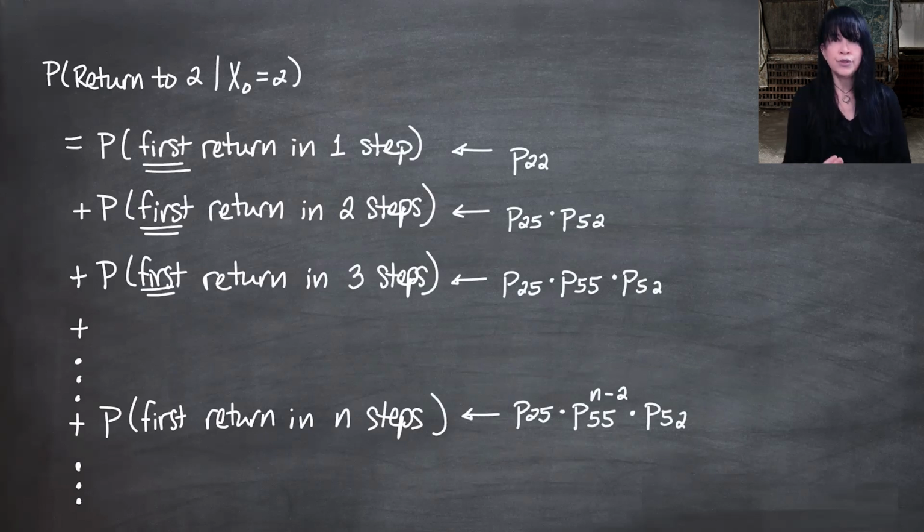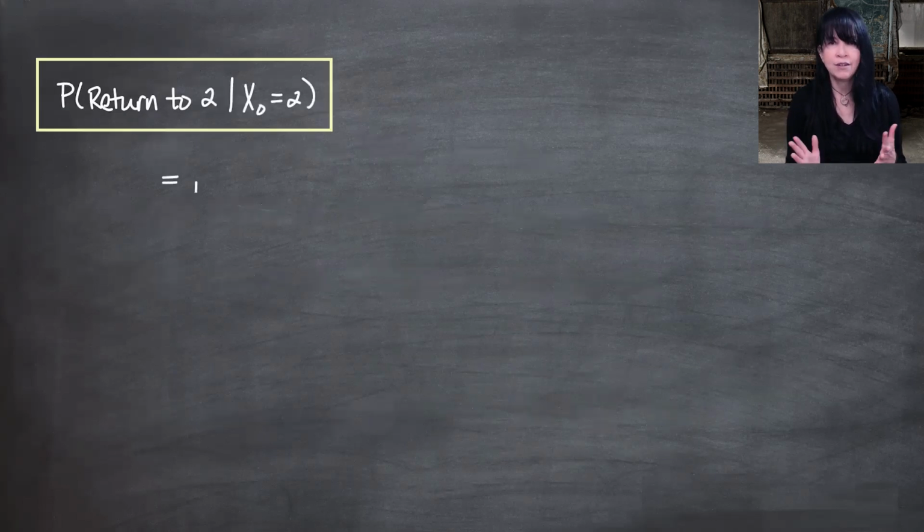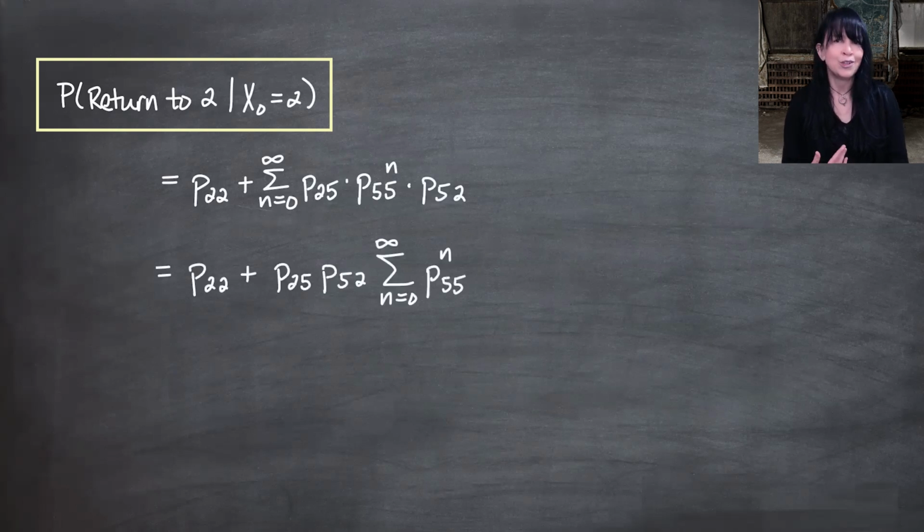So what we want to do to compute this probability is add all of these up. And so let me just write this out with some notation. This looks like this. The first line I had in the previous slide sort of didn't fit into the pattern, but after that we have all values like this. And I could pull out the P25 and the P52, and I'm left with a geometric sum. This n is actually a power. This should not be n in parentheses, which is an n-step transition probability. We're just taking powers of P55.